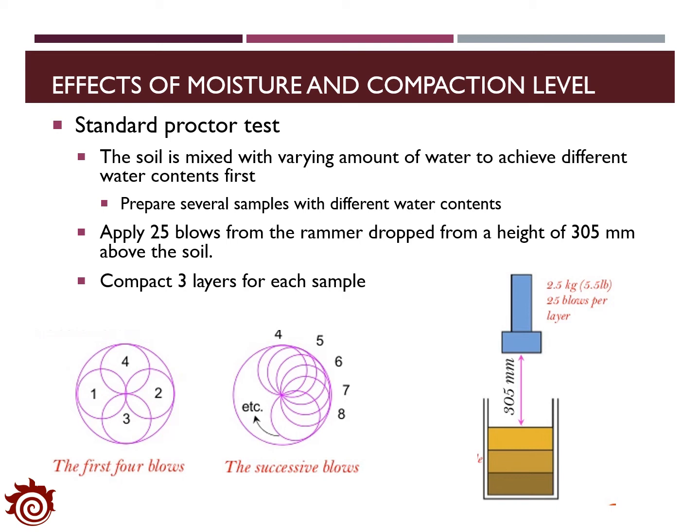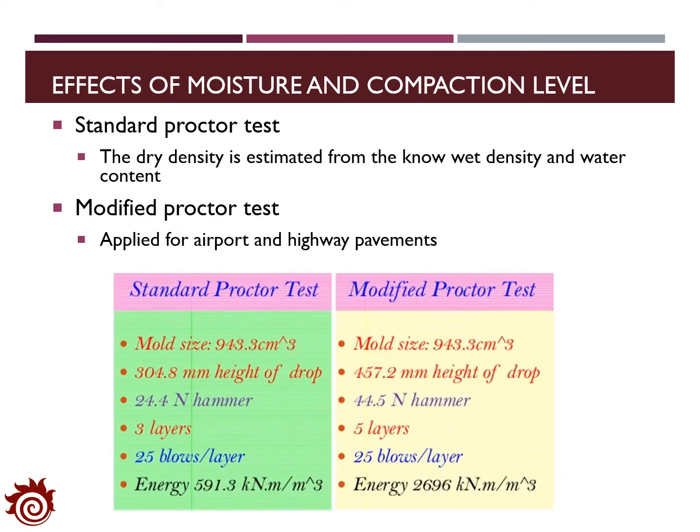And then we will apply 25 blows from the rammer dropped from the height of 305 millimeters above the soil. The figure on the left actually demonstrates the distribution of the blows applied to each layer. Once one layer is ready, we will work on the other one, and usually we will need to compact 3 layers for one sample. With the standard proctor test, we are able to estimate the dry density of the soil. In general, the dry density is estimated from the known wet density and water content.